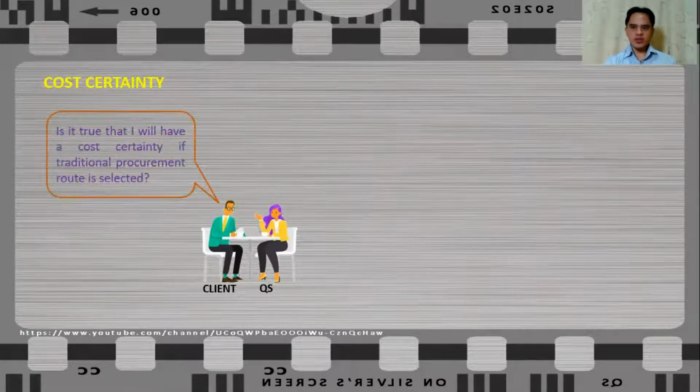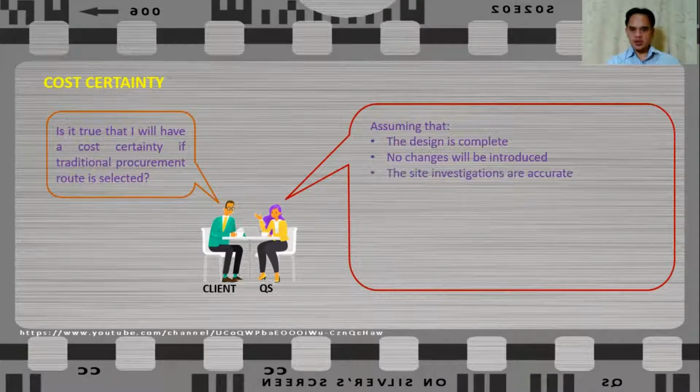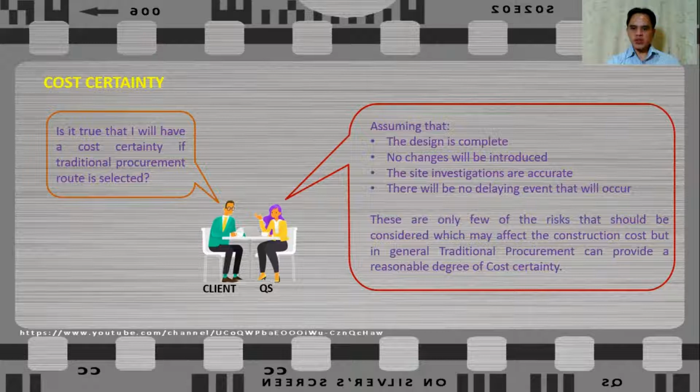Another characteristic of traditional procurement route that we need to understand is cost certainty, because it is important for a client to know whether the chosen procurement route can provide a certain level of cost certainty. For traditional procurement, assuming that the design is complete, no changes will be introduced, the site investigations are accurate, and there will be no delaying event that will occur, as these are only a few of the risks that should be considered which may affect the construction cost, but in general, traditional procurement route can provide a reasonable degree of cost certainty. This is the reason why traditional procurement is particularly attractive to those clients with limited borrowing powers or observing a strict limit in their budget.